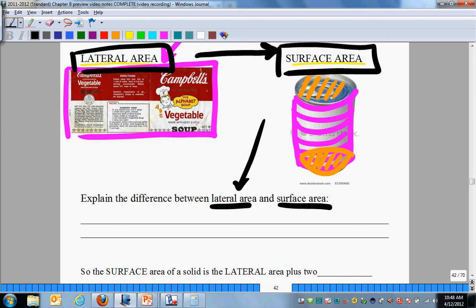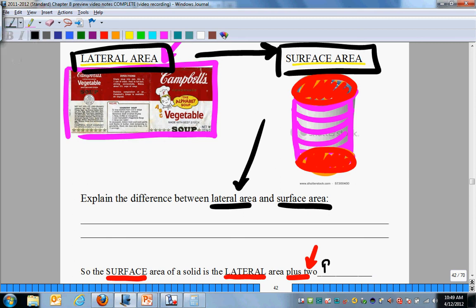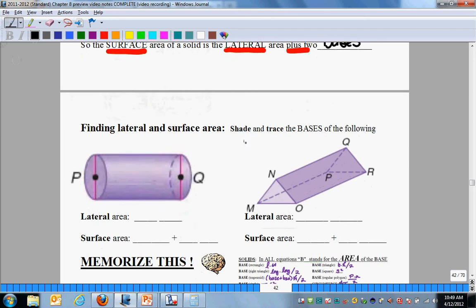Basically, you can see that the surface area of a solid is its lateral area plus 2 bases. It's the lateral area, the area under the label, plus the area of 2 bases. Now let's get down to actually the equations we're going to use with prisms and cylinders.